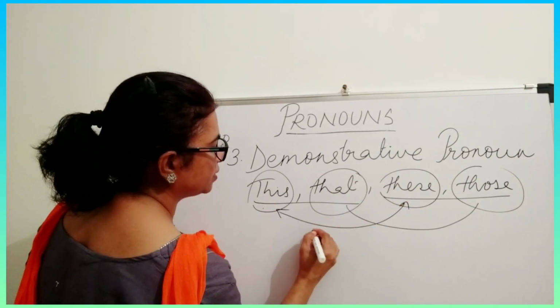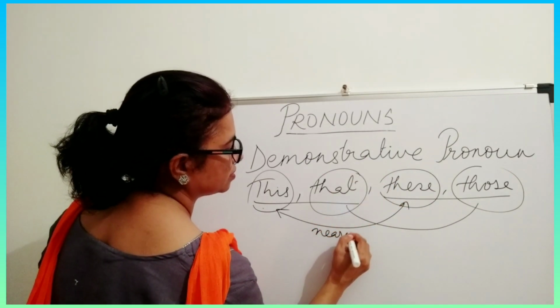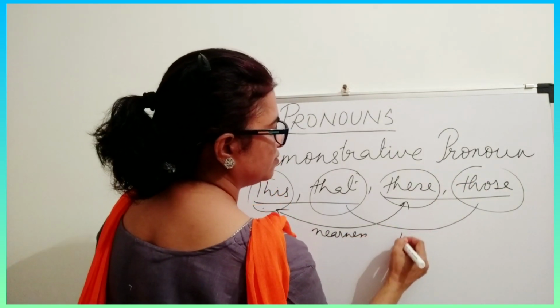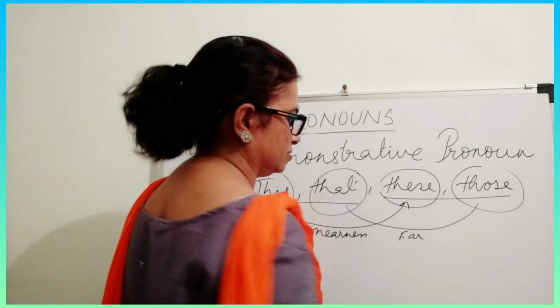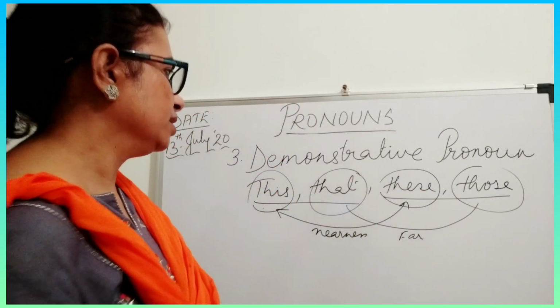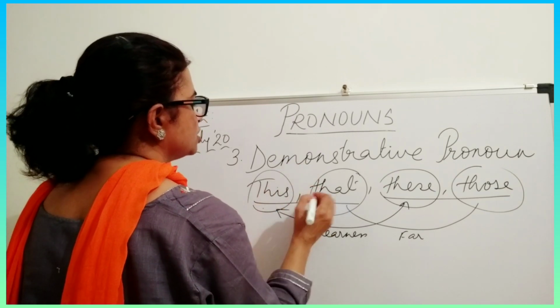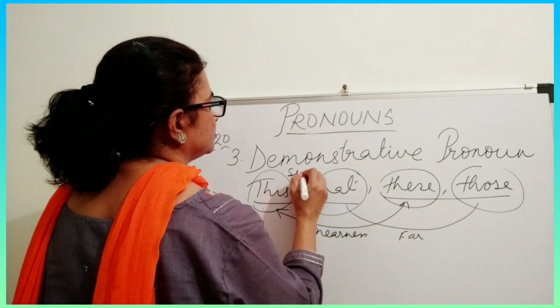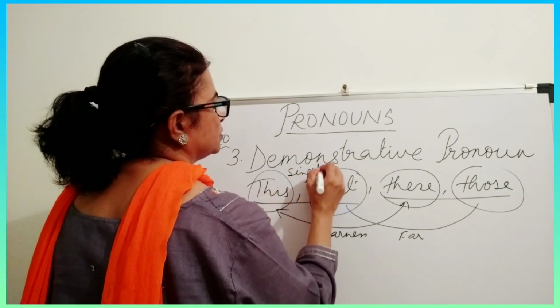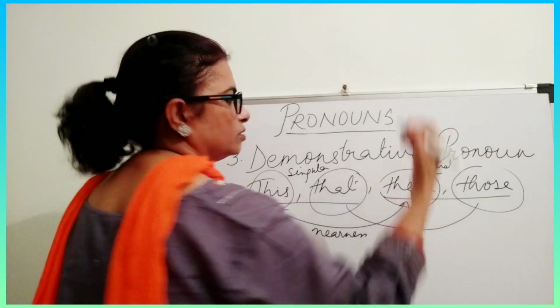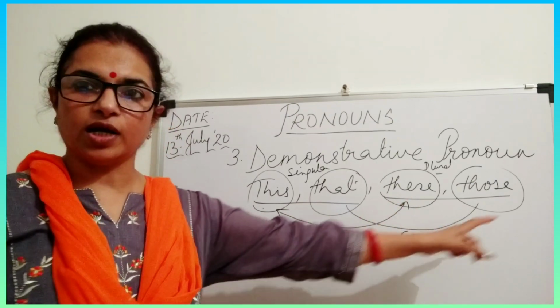This is for nearness, and this is for far things. And here I can write, this is for singular, and these are for plural. So only these 4 are there.